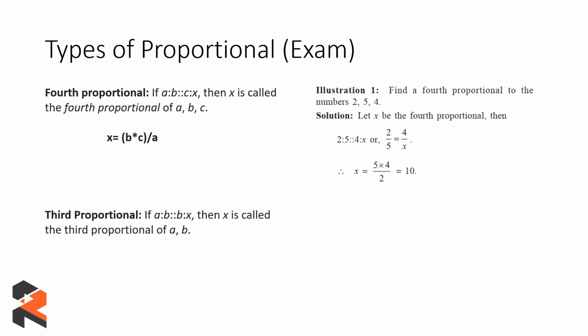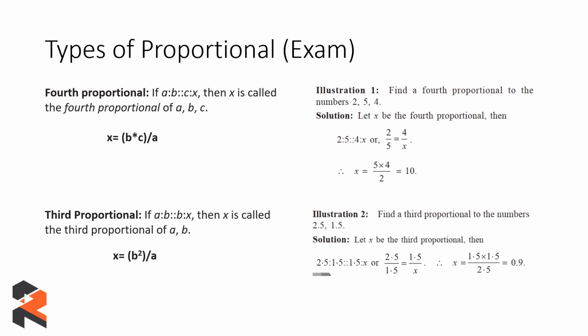So let's look at an illustration here. Before moving to the illustration, this is the formula for finding the third proportional because one term is occurring twice. So the evaluation of these two ratios when equated gives us this particular expression. So let's look at an example. We have to find a third proportional of the given numbers 2.5, 1.5, and let's assume that it is x.